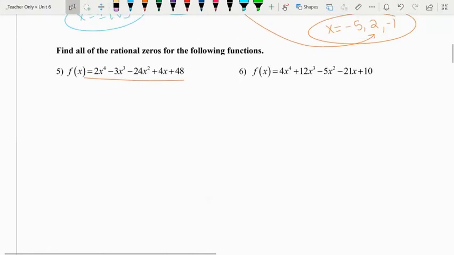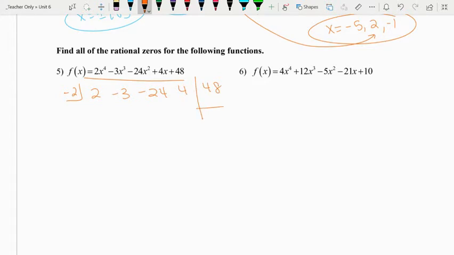So we're going to take those and use synthetic. So let's use -2 first. Write our equation: 2, -3, -24, 4, and 48. Don't need any zeros because all my x's are accounted for. So we're going to drop down the 2, multiply, add, multiply, add, multiply, add, and then multiply.